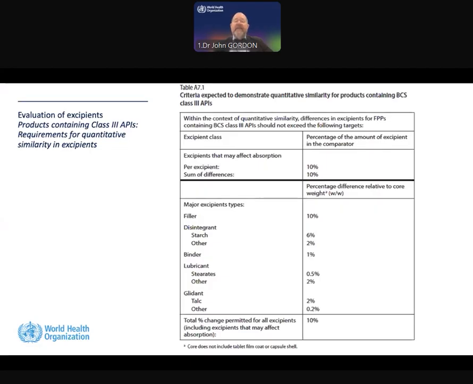So the amount of excipient over the total core weight of the product, how much that can deviate for each excipient function compared to the comparator product. And at the top of the table, it's making reference to, of course, the critical excipients that have to, as I said before, deviate in amount by no more than 10% than the amount that's in the comparator product.